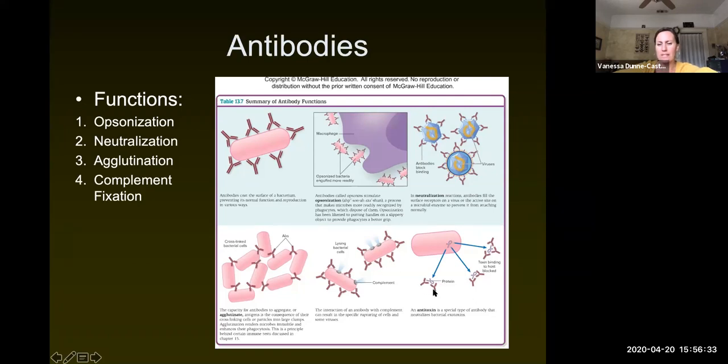Antitoxins, I would just imagine this is still another concept of neutralization. So neutralization really is one of the major functions here. It can prevent toxins from binding to surface receptors, can prevent viruses from binding to surface receptors, and can prevent bacteria from being able to bind to the surface of a bacterial cell or of a host cell.